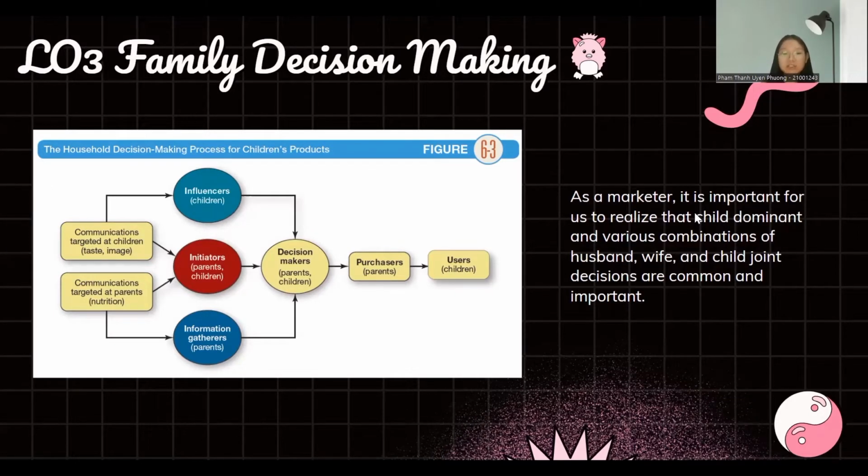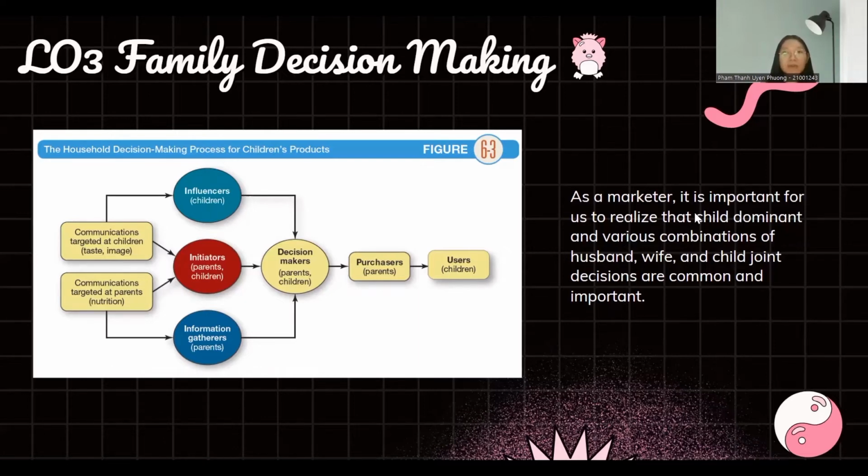The family purchase roles, as you can see in figure 6.3, involve 6 total roles. Family decision making has always been categorized as husband or wife dominant. However, until recently, the influence of children has been noted to have a substantial effect on the family purchase decision. As you can see in the slide, the initiators will be the parent and children, and the marketer needs to bring communication information in both taste and image to the influencer, who will be the children.